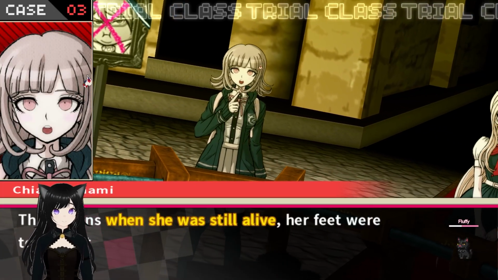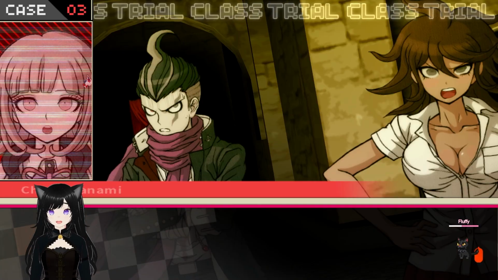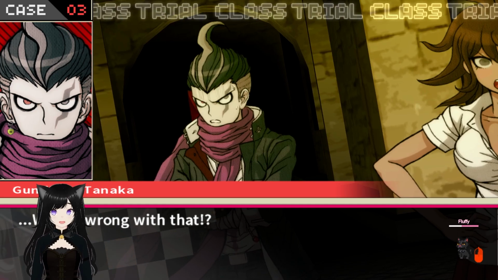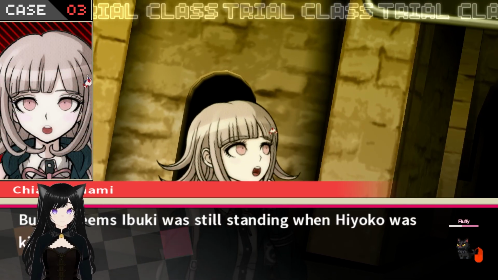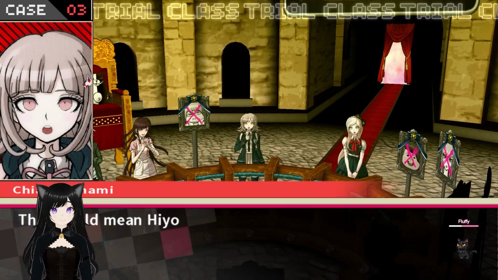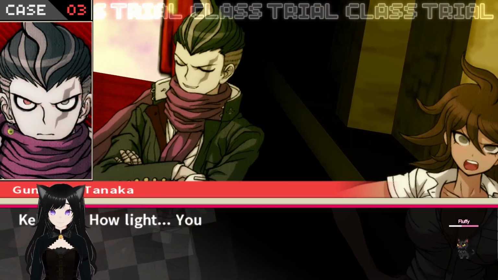Correct. That means when she was still alive, her feet were touching the floor. Right. What's wrong with that? She had blood on the bottom of her feet. But it seems Ibuki was still standing when Hiyoko was killed. Yes. That would mean Hiyoko was killed before Ibuki. That's what I think, yes.